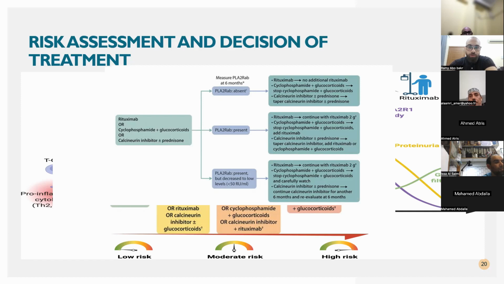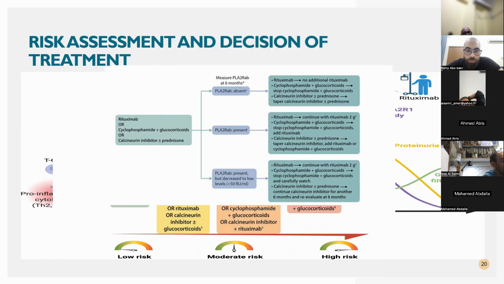If you started with rituximab, you can go for cyclophosphamide, or you can continue rituximab. And if you started with calcineurin inhibitor, you can switch to another potent drug. And if it's decreasing, you can start to downgrade your immunosuppression.